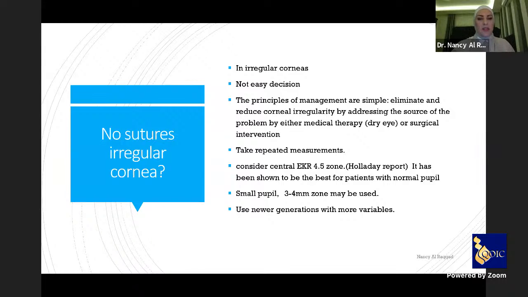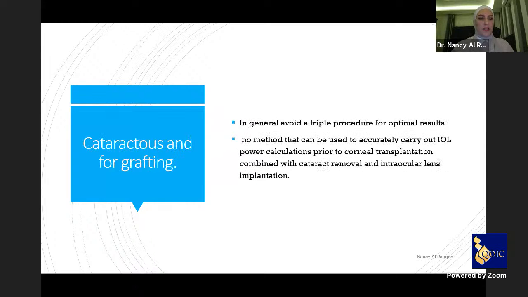Now, what if it's already cataractous and we want to perform a PKP? Although I do this a lot of times, it's generally better to avoid the triple procedure, because there's no single method that can be used accurately to carry out IOL power calculation prior to corneal transplant combined with cataract removal and intraocular lens implantation, simply because the cornea and the phase of the eye will change, and you cannot rely on something that will become history.